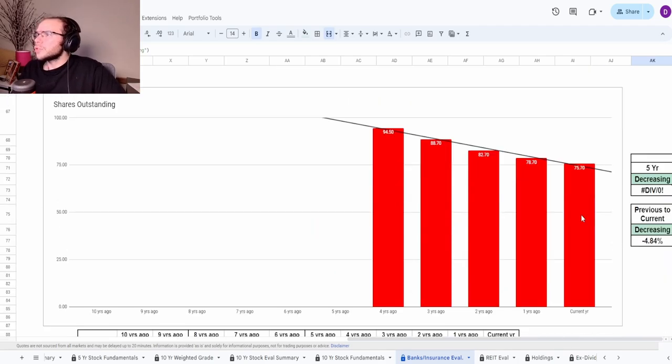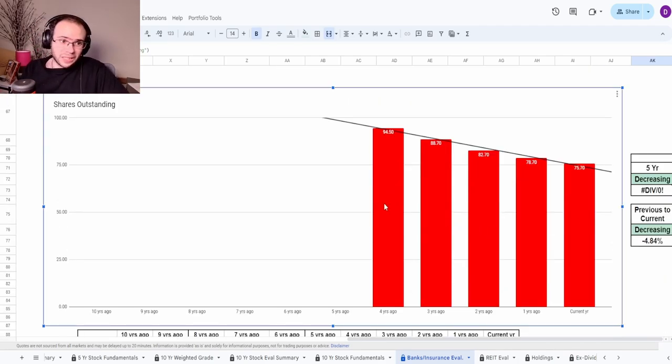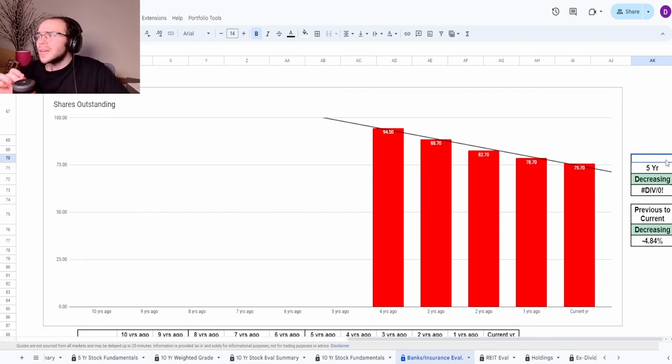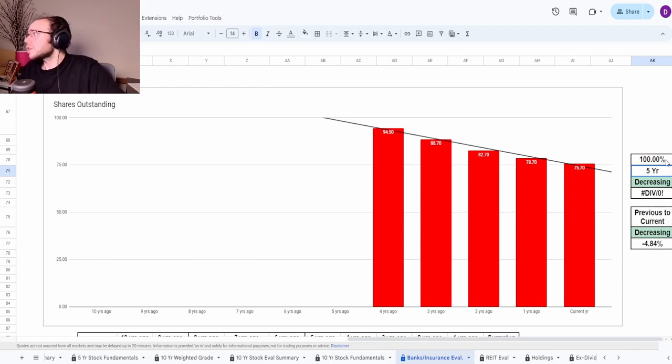Looking now at the shares outstanding, we only got 4 years of this. And we can see that it's consistently decreasing, which is fairly surprising. 94.5 million shares down to 75.7 million shares. Guys, that looks absolutely perfect. I would like a little bit more data on this, but honestly, it looks really, really good. If they continue this, this is going to be absolutely great.